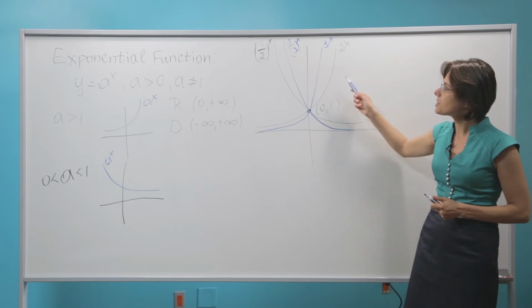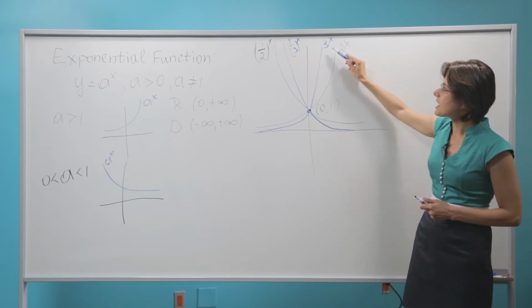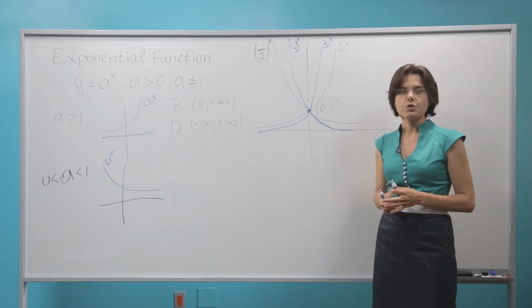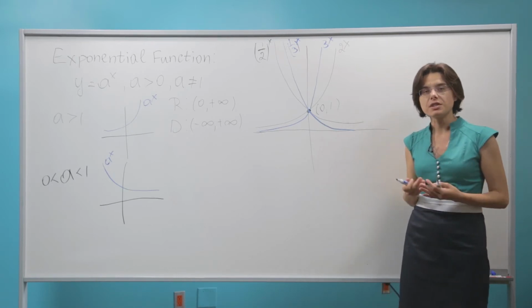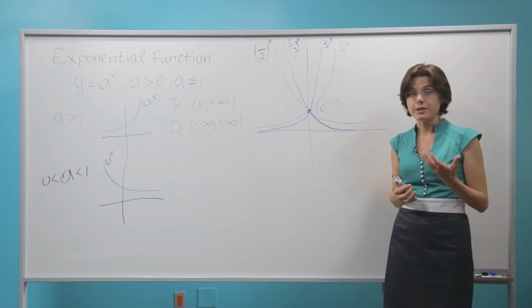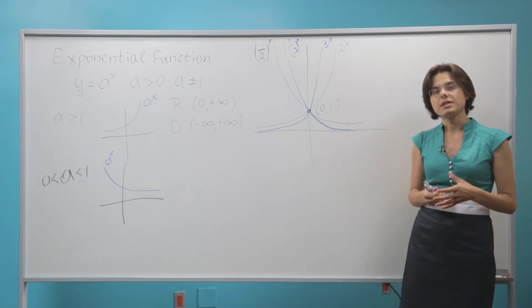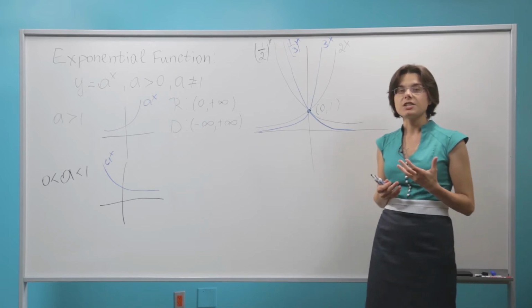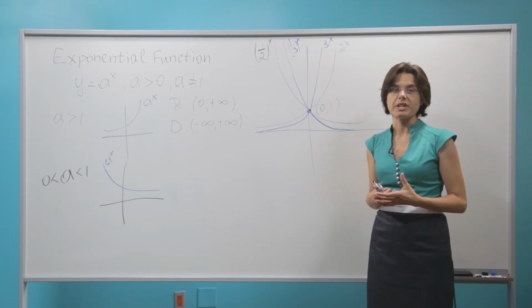Also, you can notice that the bigger the base is, the more rapid the exponential function is. So the exponential function is the fastest function you can ever get. If you want to explain something in real life that is happening very, very fast, we will always say that it's exponential decay or exponential growth.